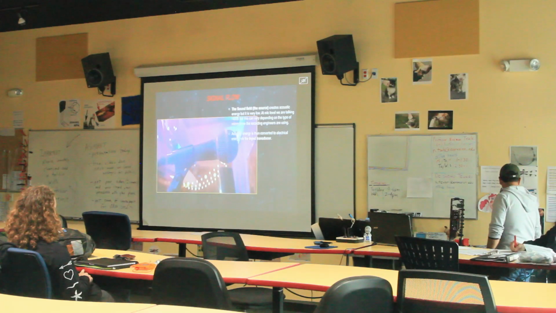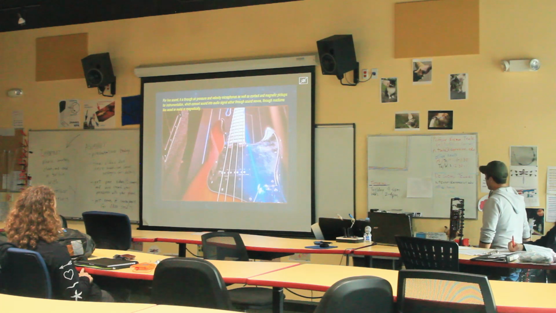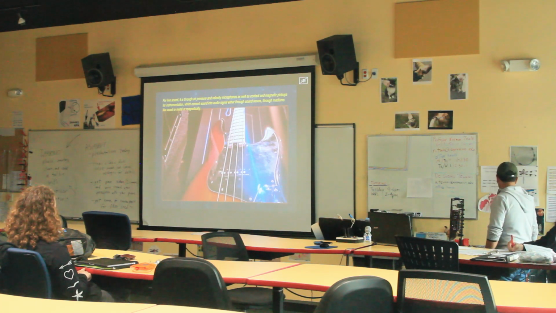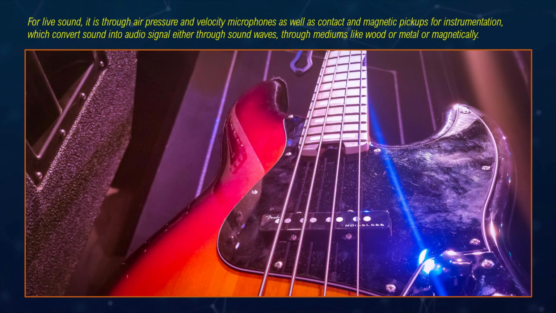Acoustic energy is then converted to electrical energy via the input transducer, which we've already covered. And for live sound, it's through air pressure and velocity microphones, as well as contact and magnetic pickups for instrumentation, like, for example, a bass guitar and electric guitar, which convert sound into an audio signal either through sound waves, through mediums like wood or metal, or magnetically.